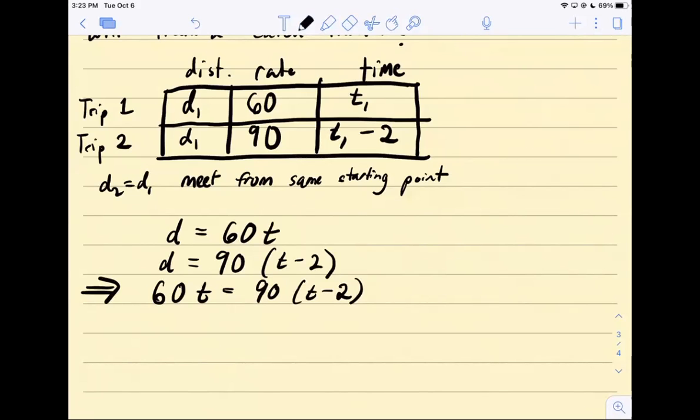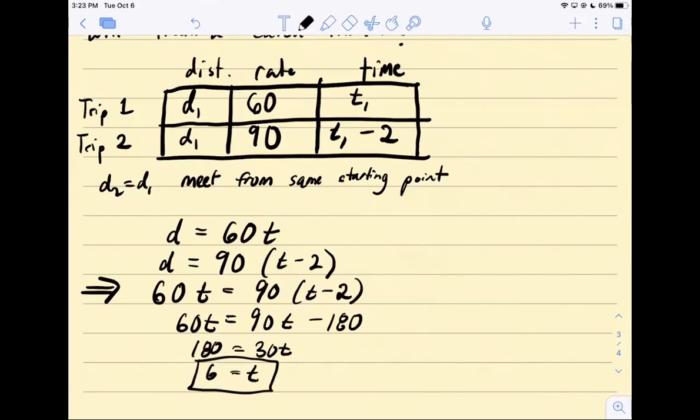And then we can expand this. We get 90t minus 180 equals 60t. Rearrange this, we get 30t equals 180, or t is equal to 6. So we have 6 hours. Therefore, plugging into the original one, we know that the distance traveled would be 360 miles.